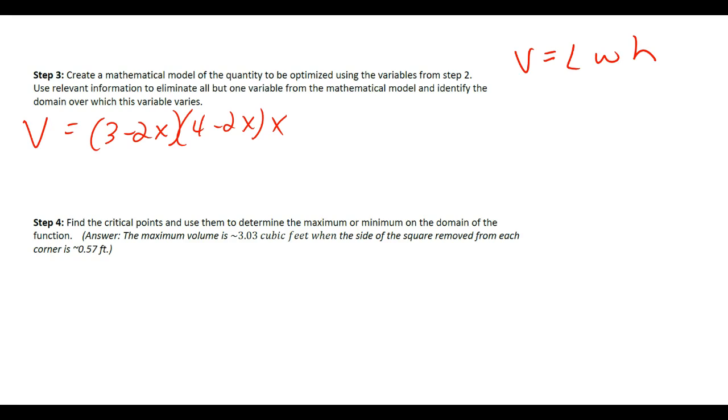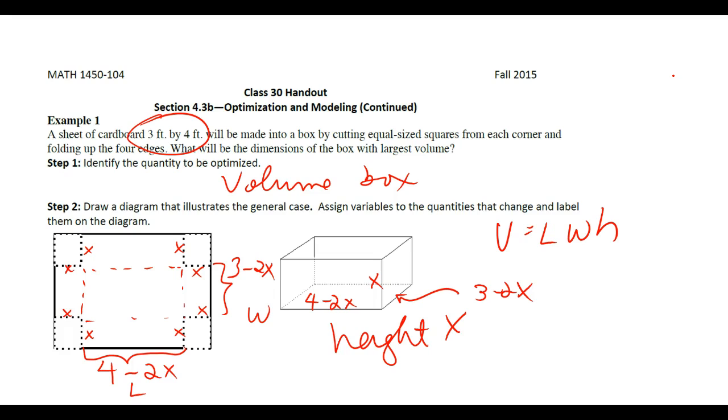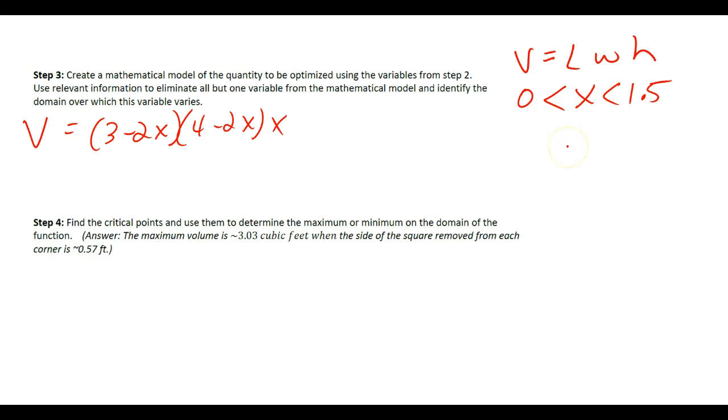Now, to me, it looks like there's an open interval for this, where x can range from 0 up to 1.5. Let me back up. I got the 1.5 because if x is actually 1.5, we'll lose the entire width of the box and there'll be no more box. If x is 0, there'll be no height and there'll be no more box. So this, I believe, is an open interval. So if we take this and we multiply it out, we end up with 12 minus 14x plus 4x squared. And then I'm going to multiply through this x.